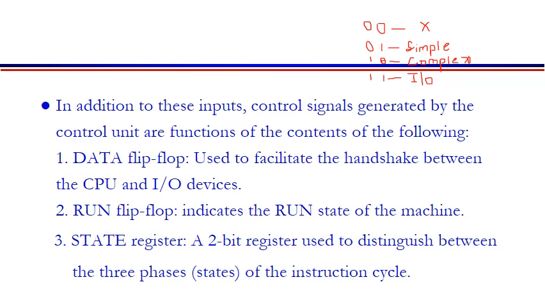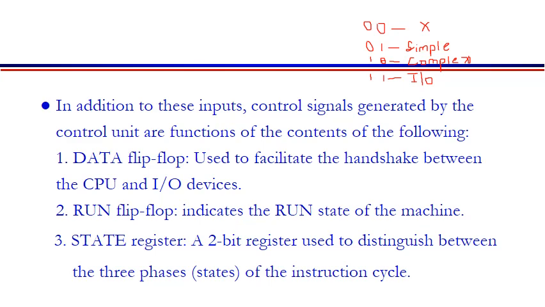The third one is the state register. State is a 2-bit register, and it will be used to distinguish between the three phases or three states of the instruction cycle. This 2-bit register is responsible for showing or distinguishing between the phases of the instruction cycle. So we have three phases of the instruction cycle, or we can say there are three phases of the instructions.